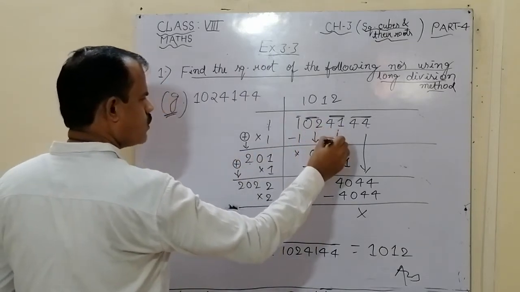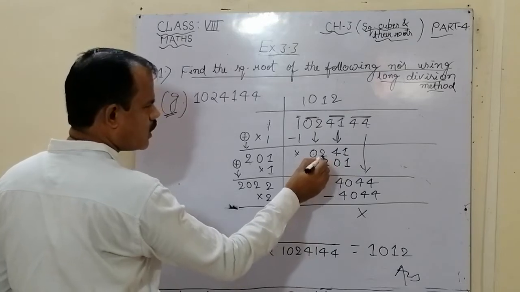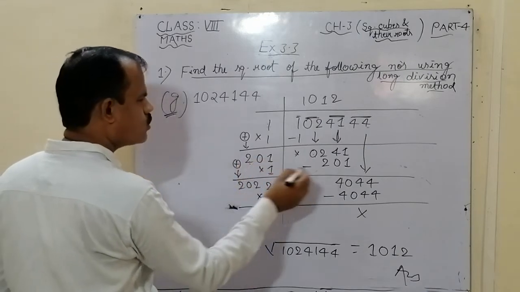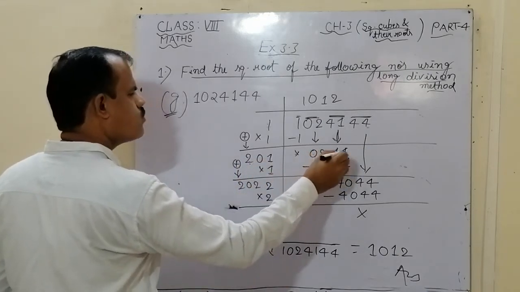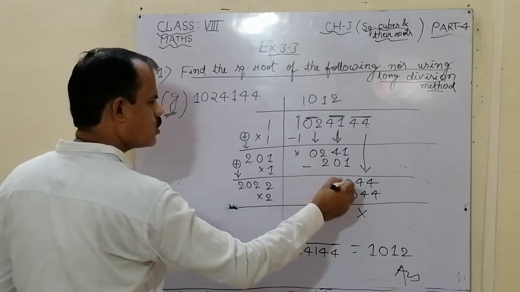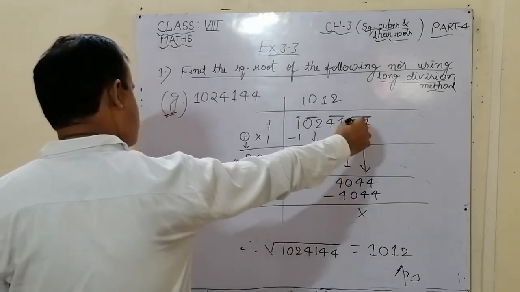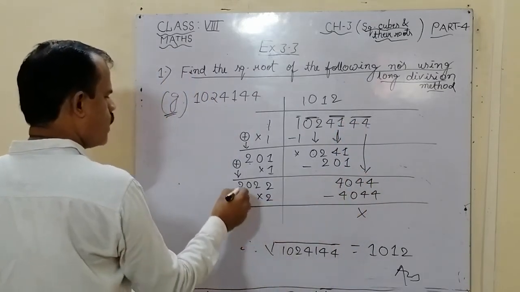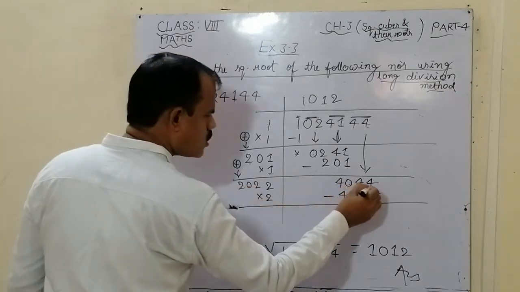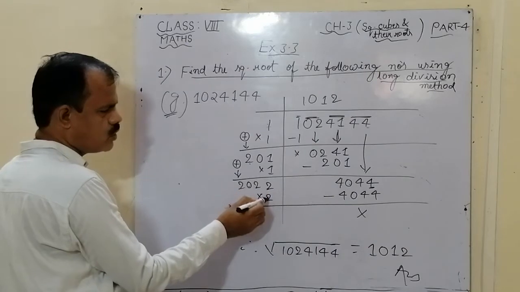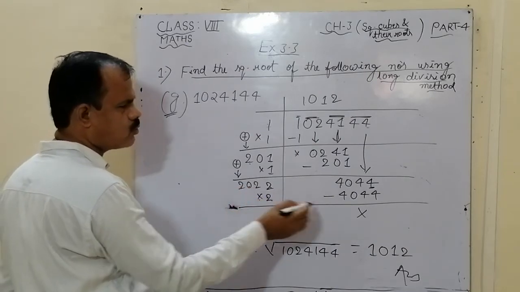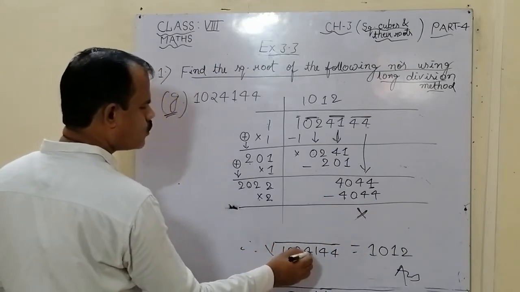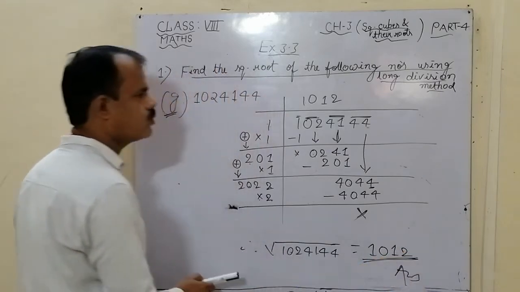Take one more pair down. So now the number becomes 241. And here we take 1, so 201 into 1 becomes 201. So 241 minus 201, it becomes 40. Now bring down this last pair. So the number becomes 4044. Now 202 is here. The last digit is 4, so you have to take here 2. 2022 multiplied by 2 becomes 4044, and the remainder is 0. So root under 1024144 becomes 1012.